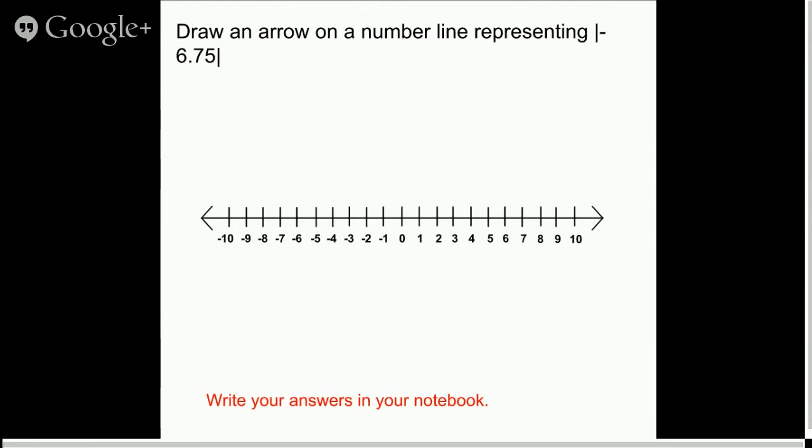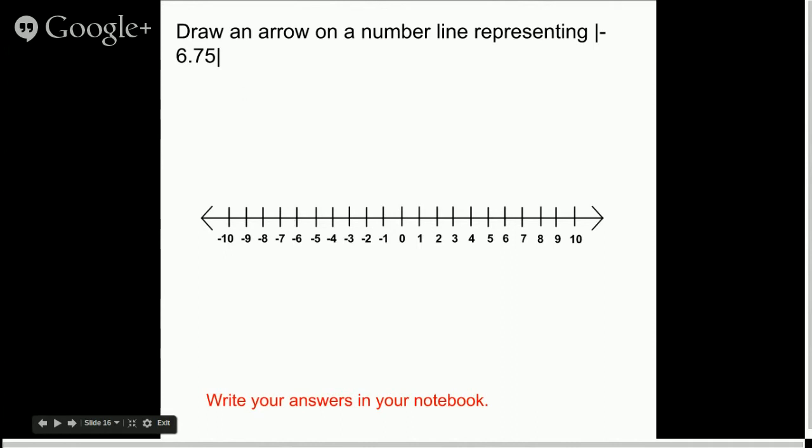So the last thing I need you to do is find the absolute value, or draw an arrow to represent the absolute value of negative 6.75 in your notebook. Draw a number line, then draw an arrow representing negative 6.75. Go ahead and pause it. All right, you should have drawn an arrow that goes from 0 to negative 6.75. And the absolute value is still 6.75.